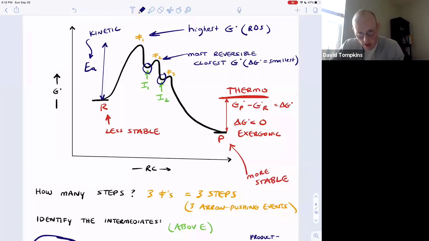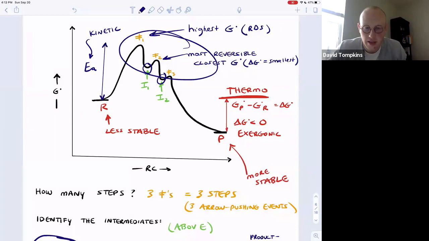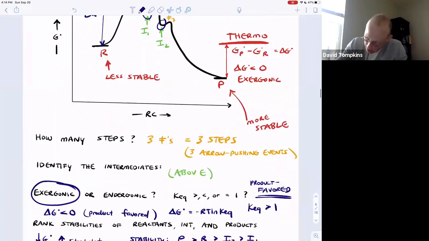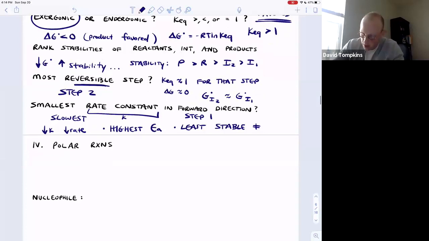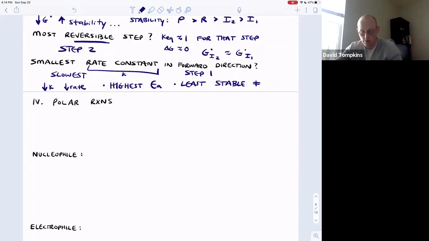The thermodynamic parameters are final minus initial, or only depend on start and end. And they don't know anything about how long it took to get there, or how high the mountain is that must be climbed. So this is step 1 that was slowest, or has the highest activation energy. So please be comfortable labeling those, and you could be asked to draw one or label one on the exam and apply it to some of the new electrophilic addition reactions that you've been learning.